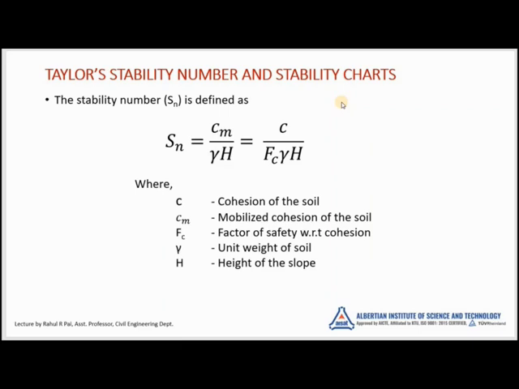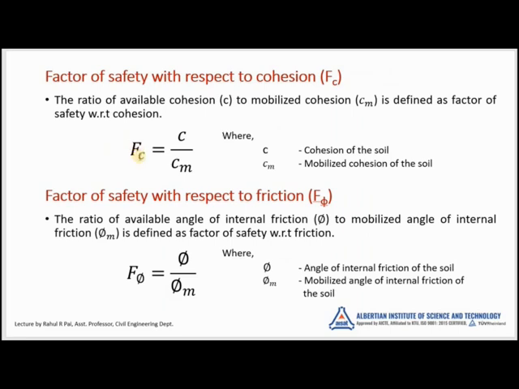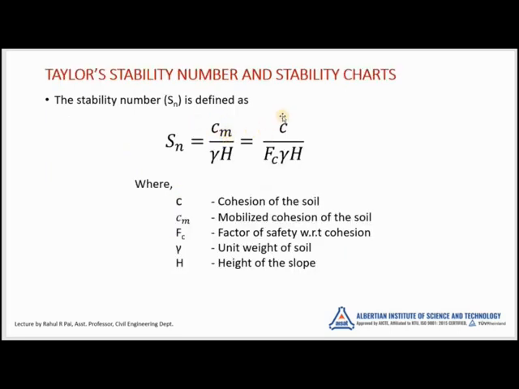Or else we can write it as, you know that in the previous slide we have seen factor of safety with respect to cohesion Fc is equal to cohesion by mobilized cohesion, and here this Cm can be replaced by C by Fc, that is cohesion of soil divided by factor of safety with respect to cohesion, multiplied by the unit weight of that particular sloping soil and the height of that slope. So this is the equation for Taylor's stability number. This is a very important aspect to find the factor of safety as well as the limiting height for a given factor of safety.